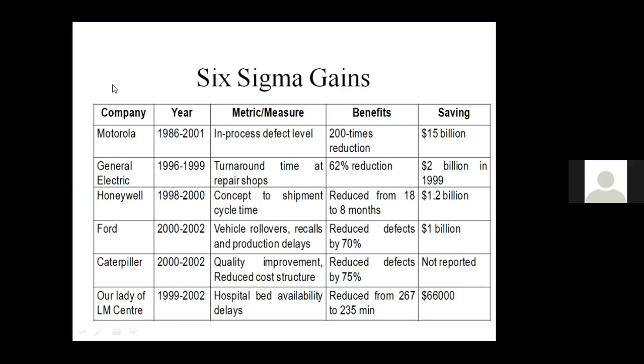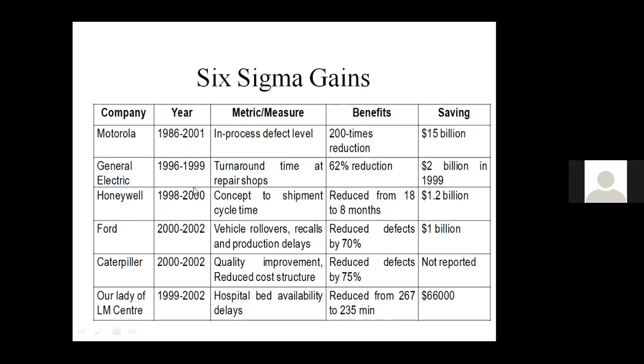The history of Six Sigma, and why Six Sigma was very popular. When Motorola used it around the beginning of this century, they said that they had achieved a 200 times reduction and a saving of around $15 billion. General Electric similarly reported a saving of $2 billion in 1999 with a 62% reduction. Then Honeywell, Ford, Caterpillar, Our Lady of Elm Center: every industry reported around the beginning of this century. We call them the six sister concerns responsible for popularization of Six Sigma, because these are the companies which showed the world that Six Sigma has a lot to offer. It has a lot of future.